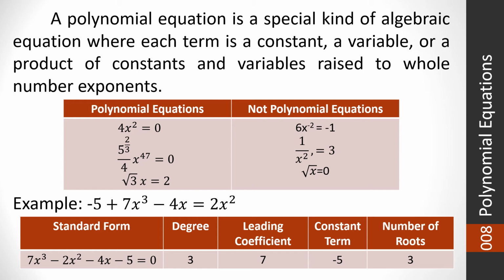Then, let's determine the degree of the equation. Since the highest exponent is 3, okay, so the degree of the equation is 3. Okay? Then, leading coefficient natin, yung nauuna na numerical coefficient, that is 7. Okay, so 7 yung leading coefficient natin. And then, our constant term, so yung term na walang variable na nakalagay, so that is negative 5.